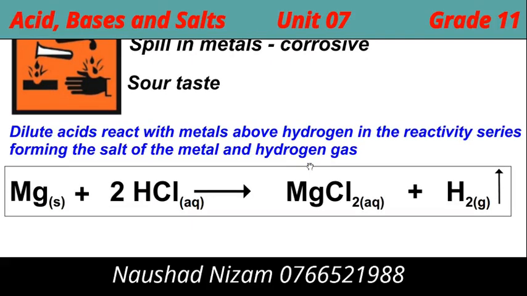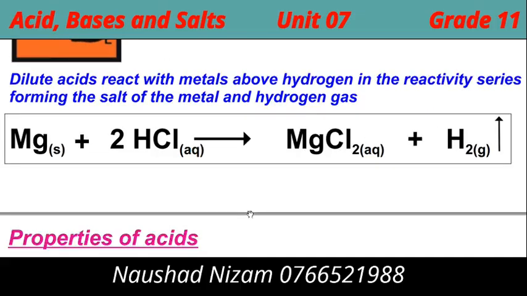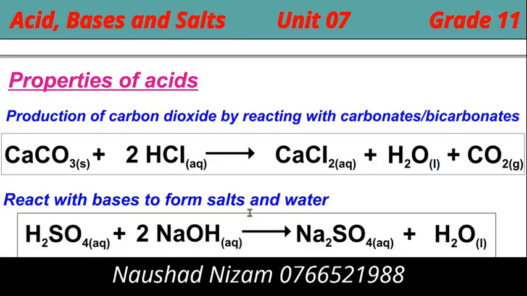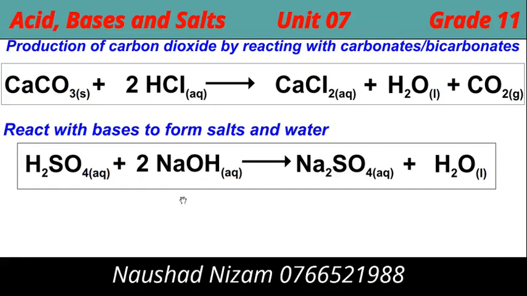And the reactions of acids: you see that magnesium and zinc, certain metals in the reactivity series, give hydrogen gas when they react with acids. At the same time, acids, when they react with limestones, carbonates, or bicarbonates, release carbon dioxide. And you know the acid-base reaction: when acids react with bases, they give salt and water.